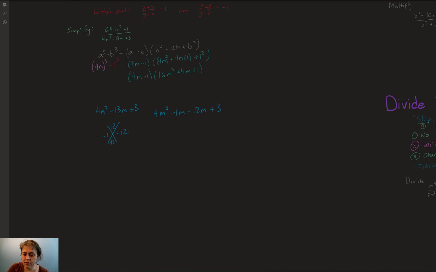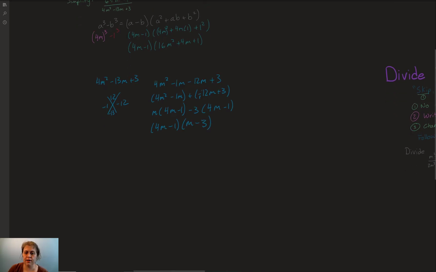And that gives me 4m squared minus 1m plus -12m plus 3. Pulling out an m, 4m minus 1. I'm going to pull out a -3 on this one just because this guy right here is negative. So -3, and I'm going to end with 4m minus 1, and that gives me 4m minus 1 times m minus 3, and there we go.